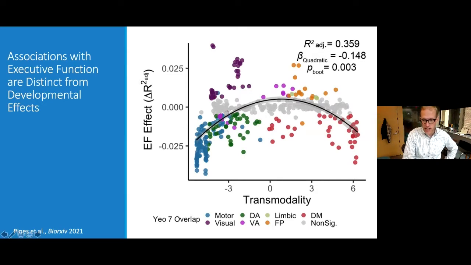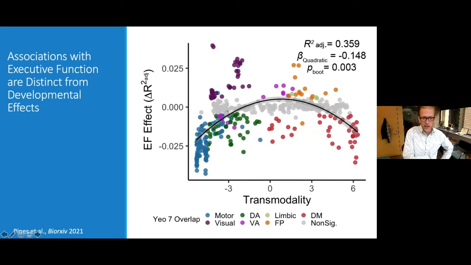Here again, on the x-axis, we have each network's position on the sensorimotor-association axis. So these are more unimodal networks, these are more transmodal networks. And on the y-axis, instead of the age effect, we have the effect of executive function. So positive values means that with more between network coupling, kids have better executive function. So more integration, better executive function, whereas negative values mean the opposite. Better executive function with more segregation.